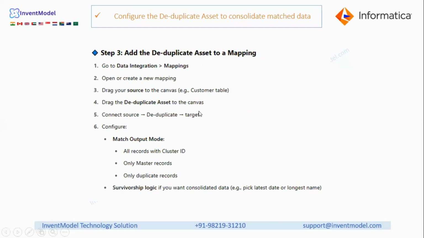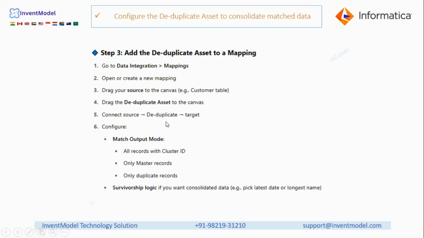Add the deduplicate asset to the mapping. Once the CDI mapping is created, we can configure the respective source inputs and the target outputs from the deduplicate to the target. So we take the source, then deduplicate, then target. We have to make sure that we are mapping the correct input port of the deduplicate with the source. And once we get the output of the deduplicate, we map it to the right target columns.